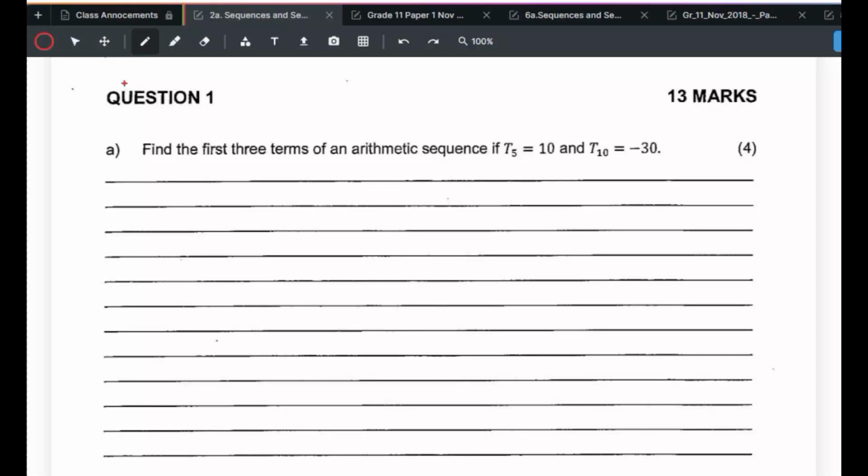This here says the first three terms of an arithmetic sequence is T5. If T5 is 10, T10 is negative 30. So to answer this, you remember from arithmetic sequence, how exactly would you start or would you approach this question?